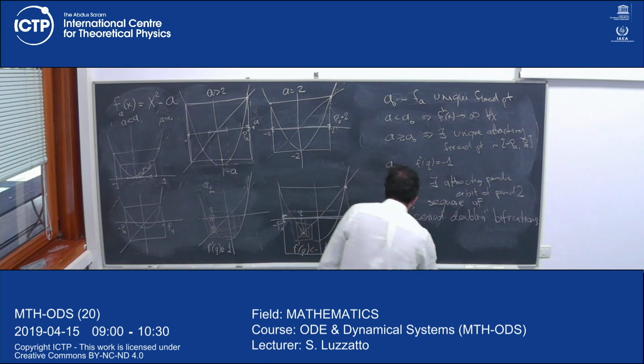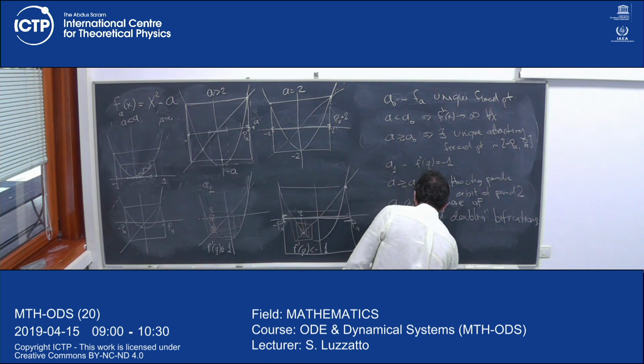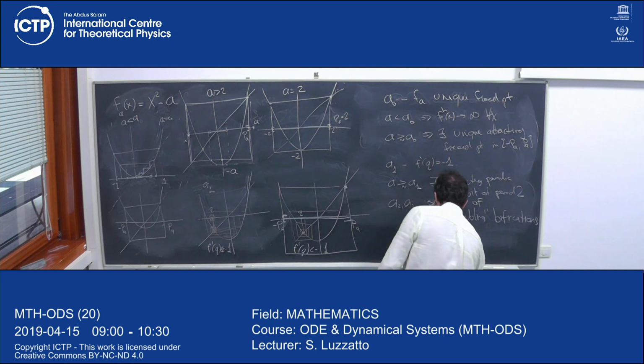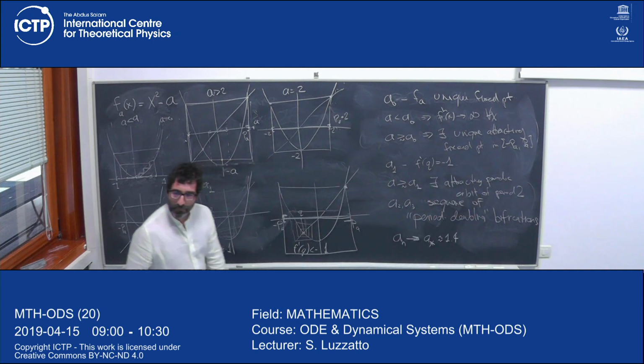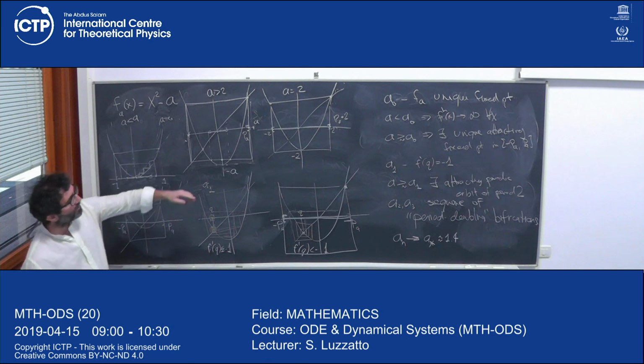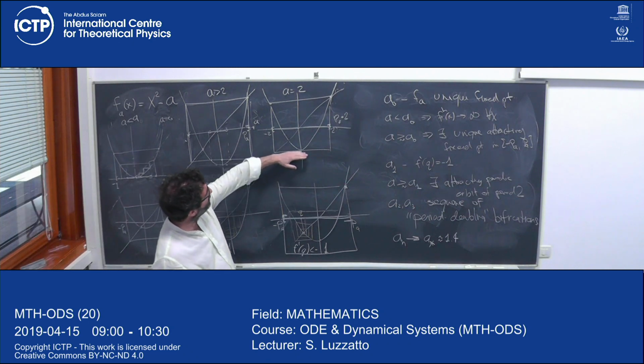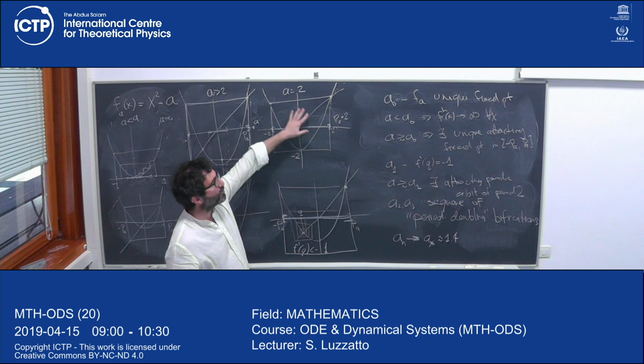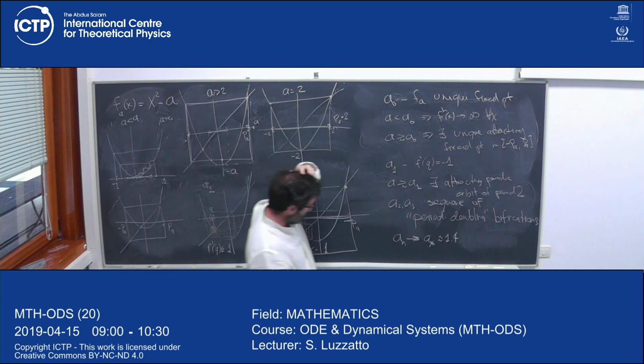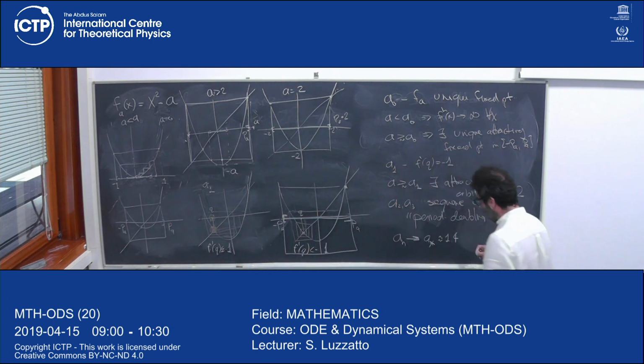And these A_n converge to some parameter A star, which is approximately 1.4. Because remember, we had a different phenomenon. We had this absolutely continuous invariant measure, right? And this is sometimes called the Feigenbaum map.